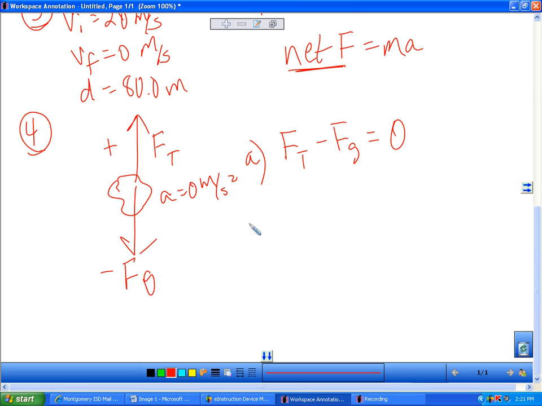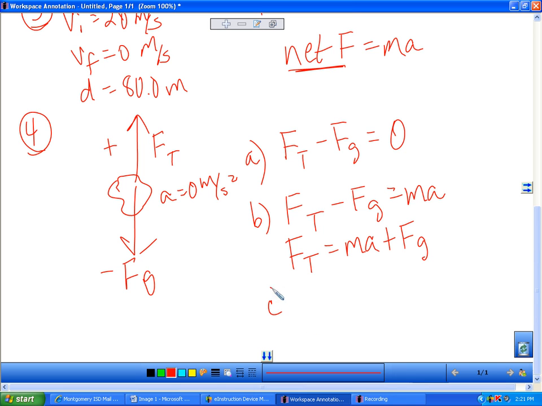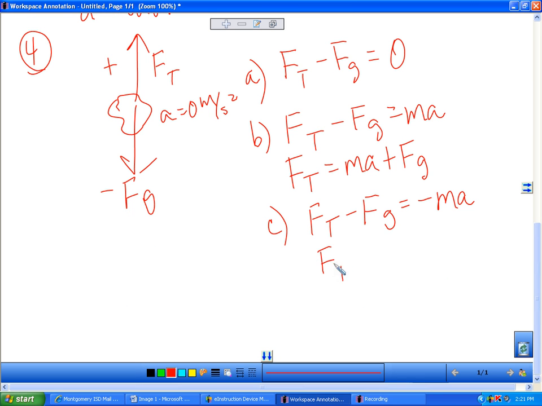Now it says we want to accelerate it straight upward, so we're going to do the same thing, except this time we will have an acceleration upward. So you're looking for your force of tension again, so it's going to be mass times acceleration plus the force of gravity. And then part C says we want to accelerate it downward. Now what's the current tension in the cord? Force of tension minus force of gravity equals, and this will be a negative ma because remember we want it to go downward, and downward is negative. So then you'll solve for your tension. Force of tension equals negative ma plus force of gravity.